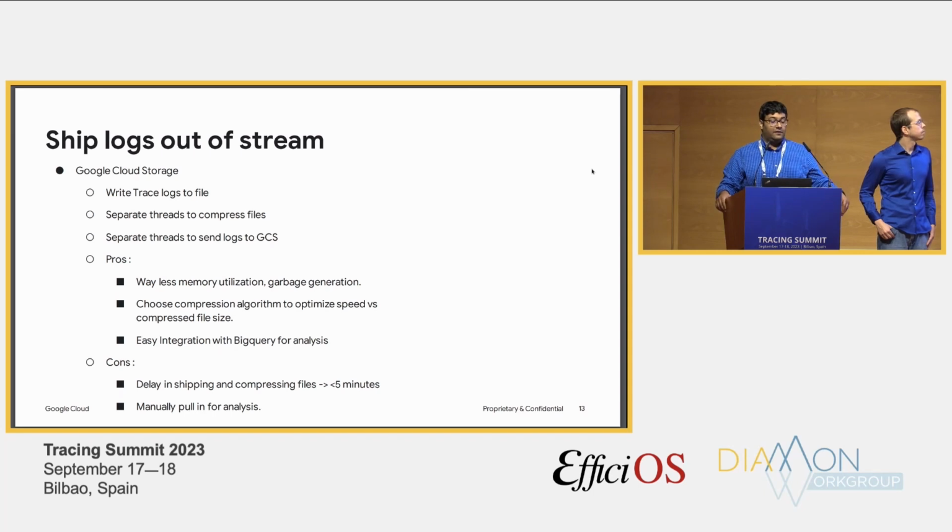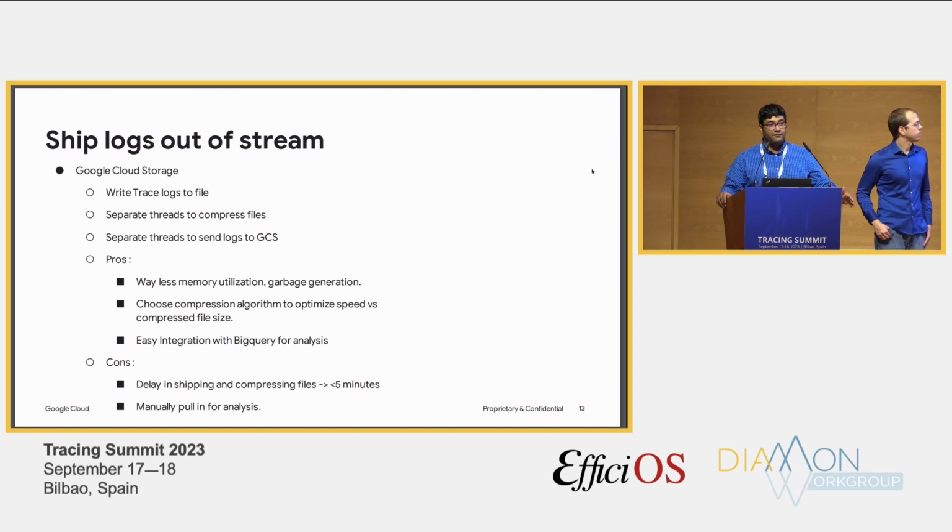Then there are separate threads which look for compressed files in a compressed file directory, and they ship them to Google Cloud Storage, GCS, which is a blob storage on Google Cloud. The pros in this approach are it has far less memory utilization, way lower garbage generation. You can choose the compression algorithm to optimize speed versus efficiency based on what you prefer.